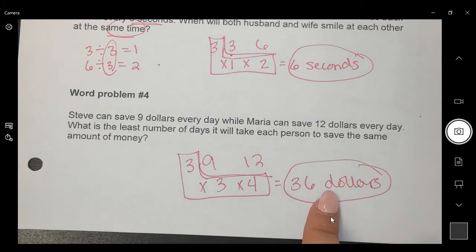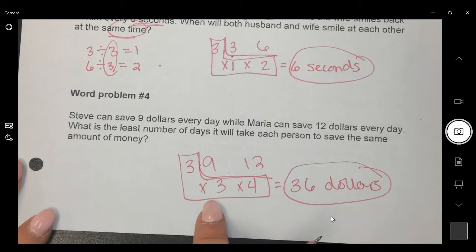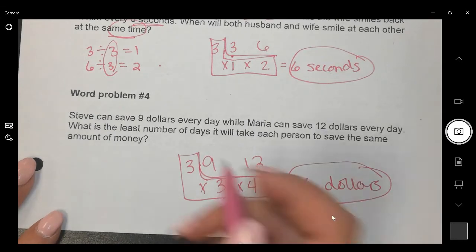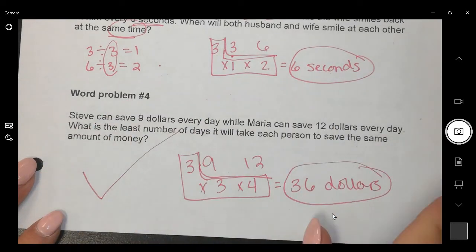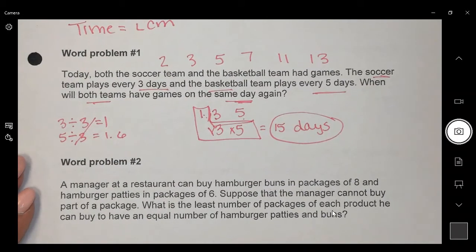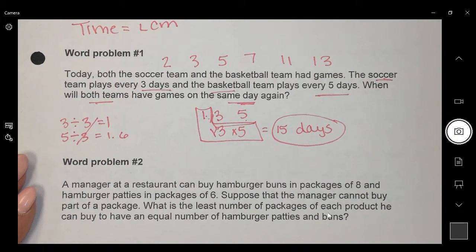So you should have gotten $36 for word problem number 4, and this is what your slide should have worked out to. If you got it right, give yourself a big old check mark. Good job. Word problem number 2 is a little bit different than the others.